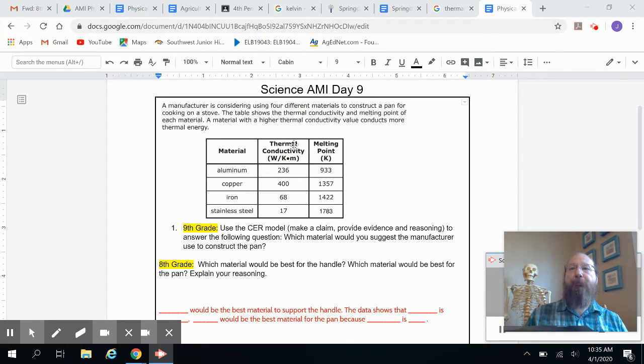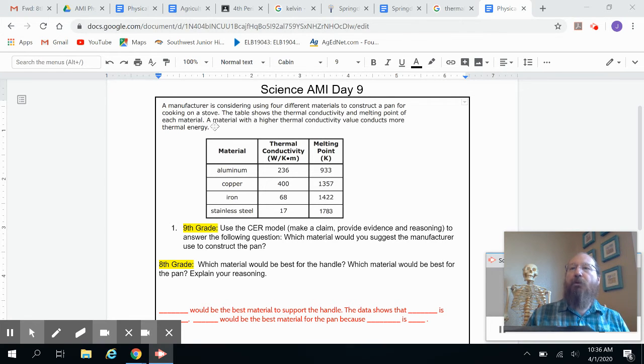which is simply the physical property of a material to have heat move through it. And it gives us a unit here, which is watts per meters times Kelvin. So this is simply a unit that scientists use to measure thermal conductivity or how heat moves through a material. And then over on this side, we have the melting point, which is in Kelvin, which is a scientific temperature unit. And then we have these values here.